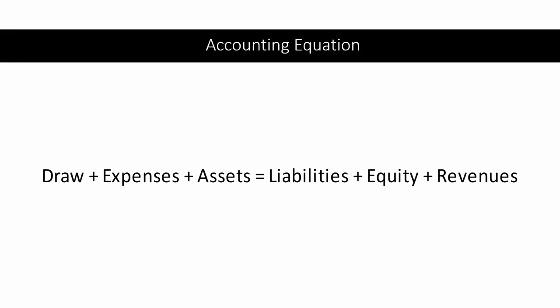An expanded view of the accounting equation provides more details, showing the relationship of income statement accounts, expenses and revenues, and draw from owner. Draw plus expenses plus assets must equal liabilities plus equity plus revenues.